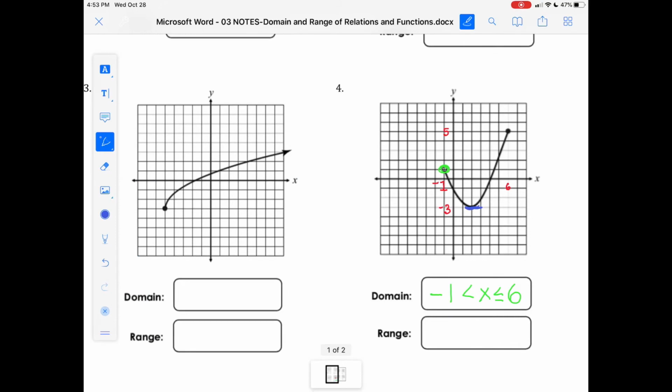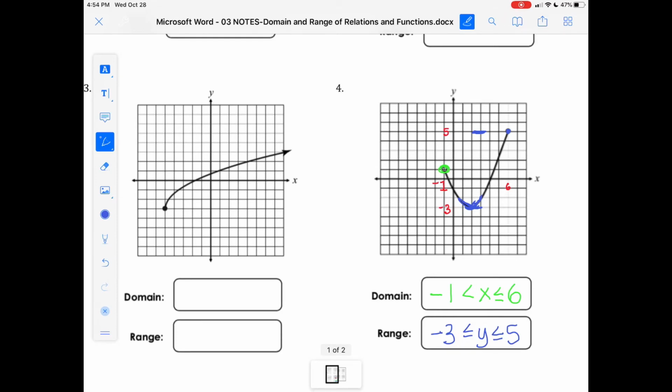And for the range, we can identify that the smallest value that our graph takes on is -3. And the largest y value that it takes on is 5. And they are both included. This is included, closed circle, and here it's a closed curve that hits -3. So our range for this would be -3 is less than or equal to y, which is less than or equal to 5. So a reminder, when we're talking about domain, we use x, input, range, y, output.